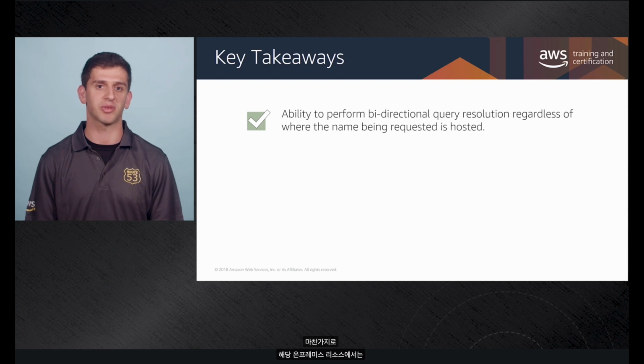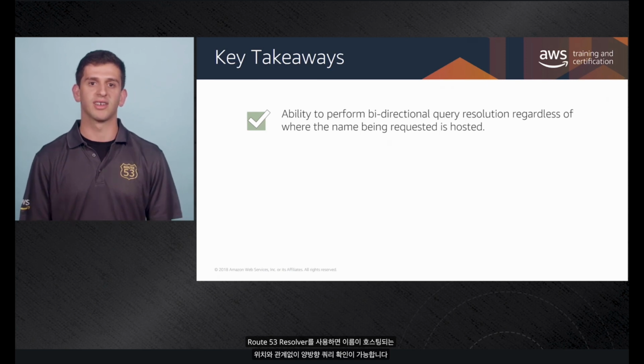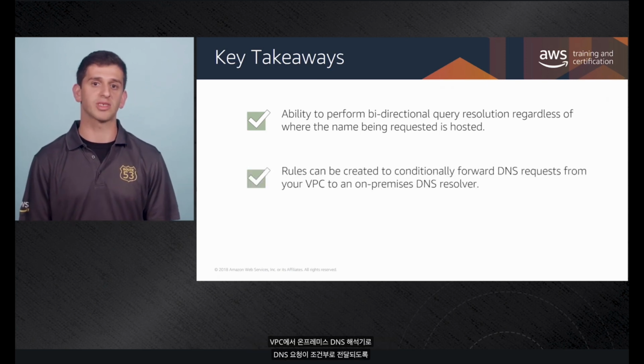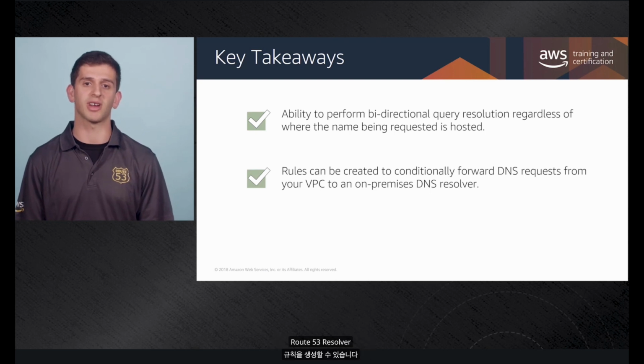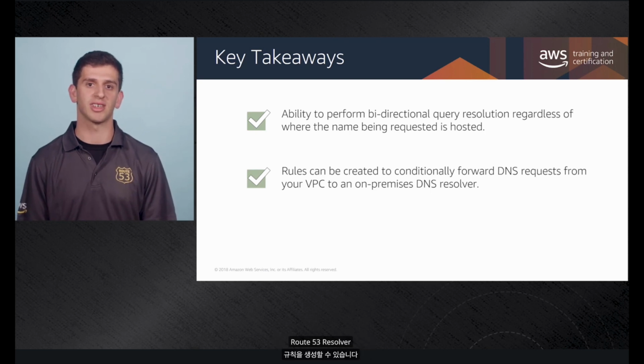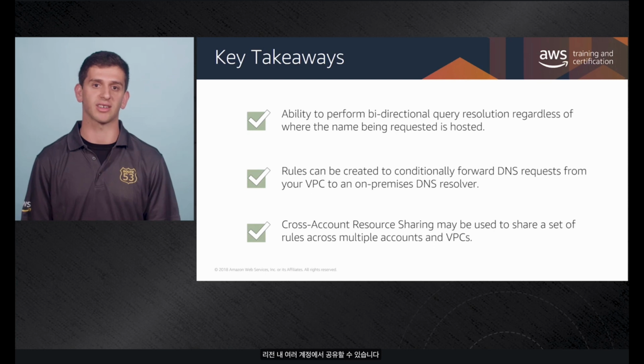Similarly, those on-premises resources may need to resolve names hosted on AWS. Using Route 53 Resolver, you can have bidirectional query resolution regardless of where the names are hosted. Route 53 Resolver rules can be created to conditionally forward DNS requests from your VPC to an on-premises DNS resolver. These rules can be shared across multiple accounts within a region by using cross-account resource sharing.